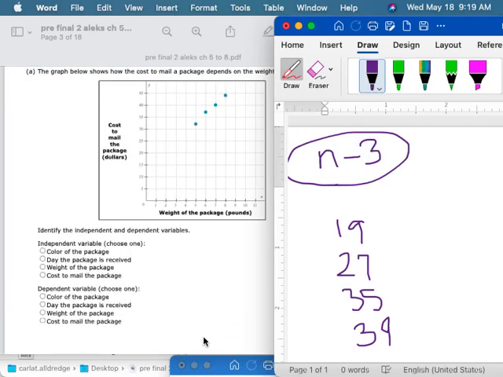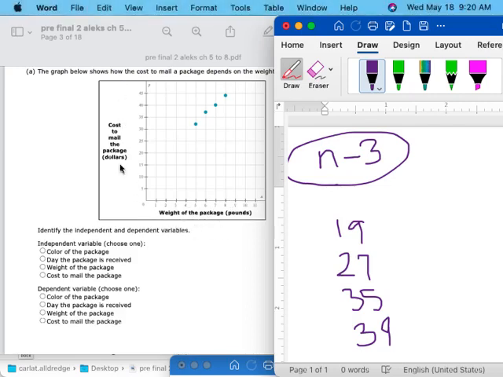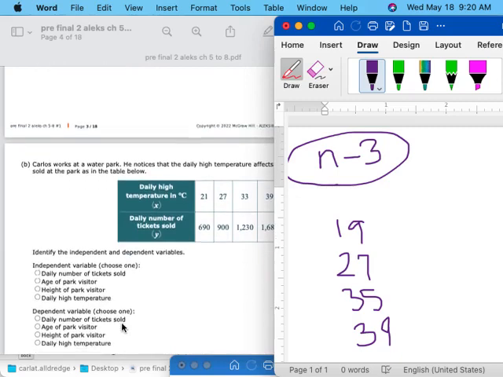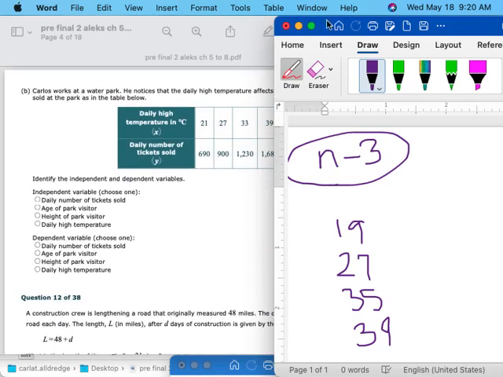Okay, so here, remember that your x is your independent variable. Okay, your x is your independent, your y is your dependent. So independent, we're going to think x, right? X is weight of the package. Dependent, we're going to think y. Y is cost to mail the package.